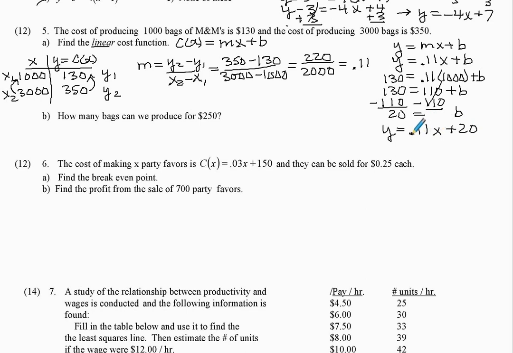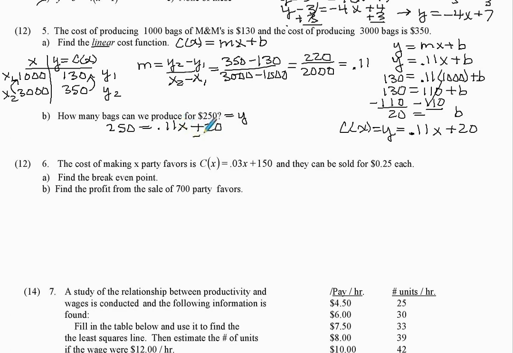So that's part A. That's our cost function. So this is our c of x. Y equals c of x is 0.11x plus 20. Now they ask us, how many bags can we produce for $250? Okay, so that 250, that is a y value. That's a c of x. That's a cost. So they're saying plug in that 250 for y, solve for your x. So plug 250 in for y right here, and set that equal to 0.11x plus 20. And now solve for x.